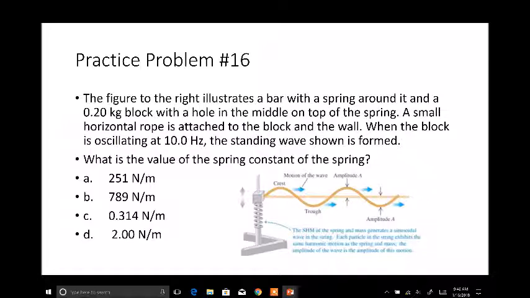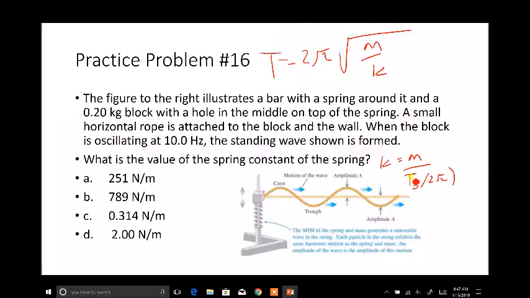This sounds like a complicated problem, but really the only thing you need to work this problem is that the period is equal to 2 pi times the square root of m over k. We need to solve this for k. So when we do, k is going to be equal to m over the period divided by 2 pi, squared.